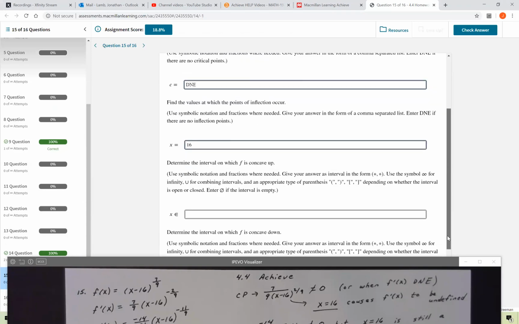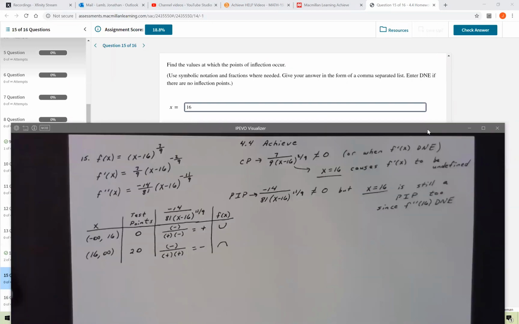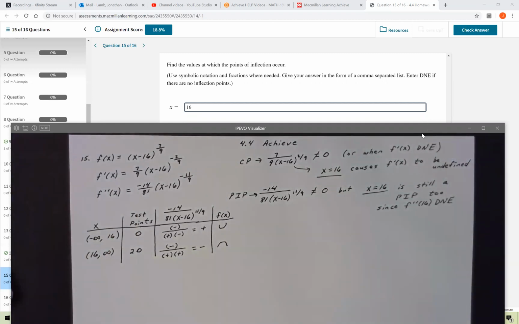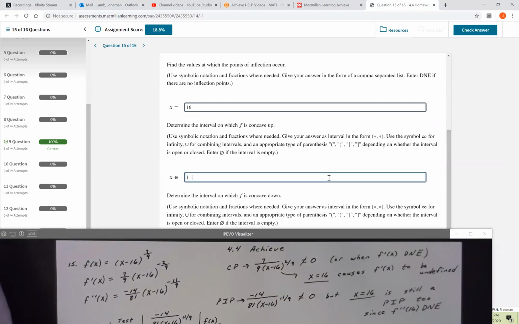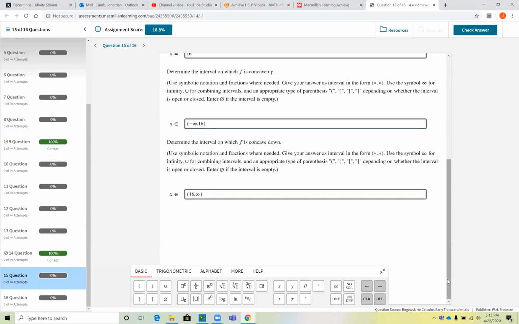Now, if I look and see when this function is concave up and when it is concave down, pretty quick answer. The function is concave up when the second derivative is positive, so it's concave up from negative infinity to 16. So I'll go in here and say this function is concave up on the interval from negative infinity, comma, 16. We do parentheses. And then we can say this function is concave down from 16 up to positive infinity.